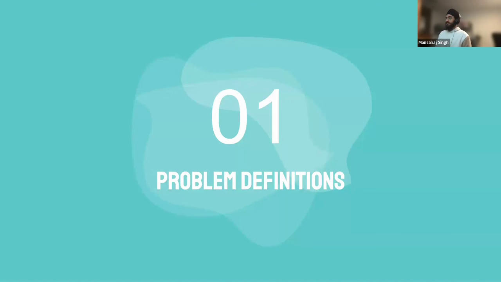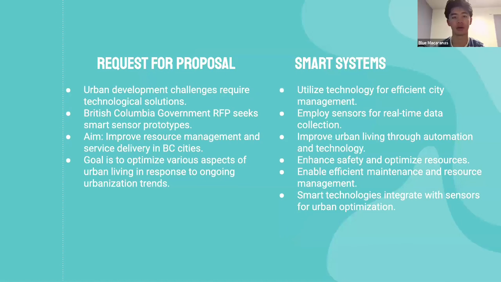First, problem definitions. Before designing our prototype, we read over the request for proposal and see what is needed. We read that here in the province of British Columbia, urbanization is becoming a problem and we need smart systems to tackle those urban problems. Development requires many efficient systems, which can only be achieved by technological solutions.